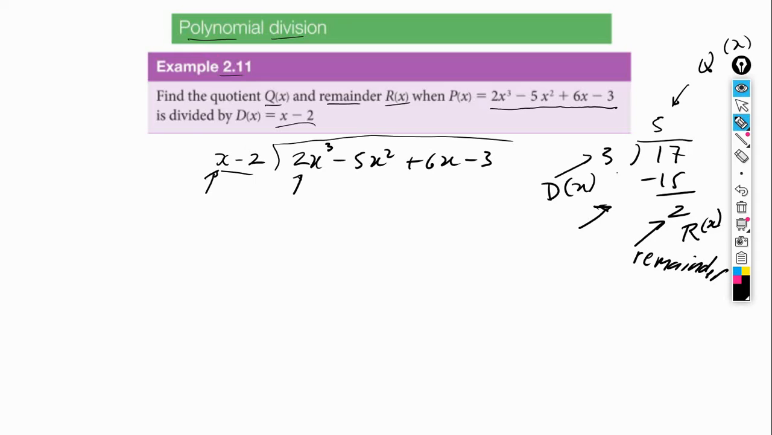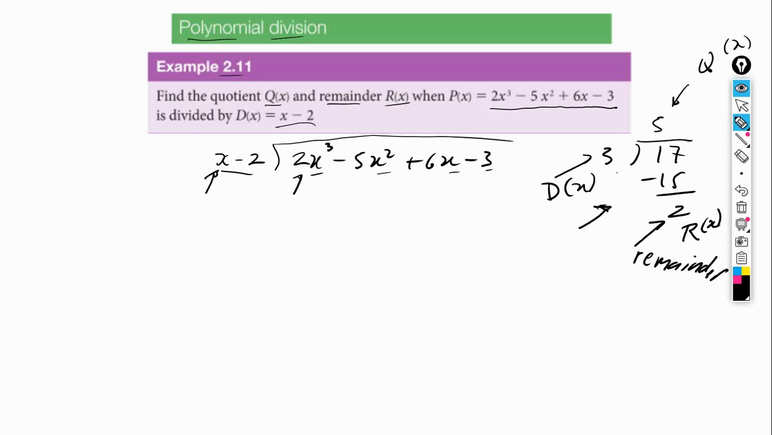Something I forgot to mention is that you have to make sure the polynomial is complete. What do I mean by that? That all the terms are represented. We have x cubed, x squared, x to the 1, and x to the 0, so this polynomial is complete. If you were missing one of these terms, we would have to include a 0 coefficient in order to get an accurate result.